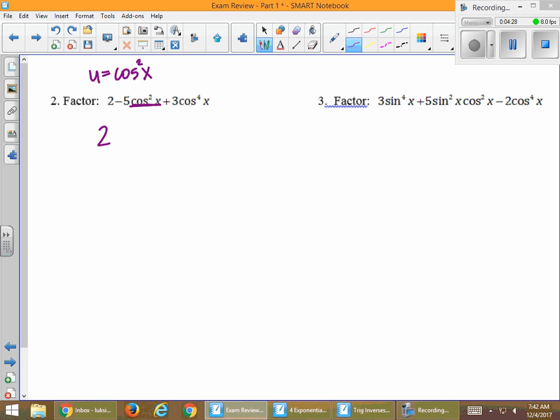So I would have 2 minus 5u plus 3. And then if u is cosine squared, cosine to the 4th would be our squared term. And if you don't like having that u squared last, you can switch the order. Just make sure that you carry the positives and negatives with the terms that they go with. 3u squared minus 5u plus 2.